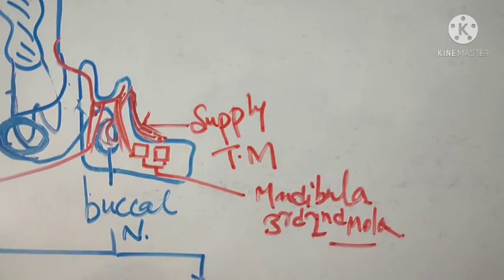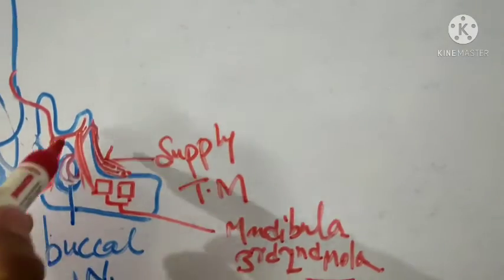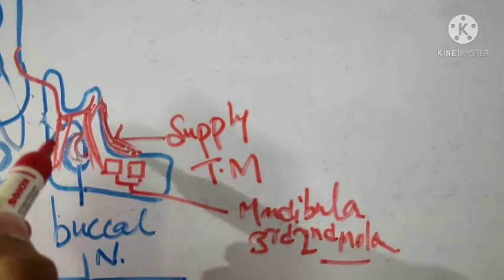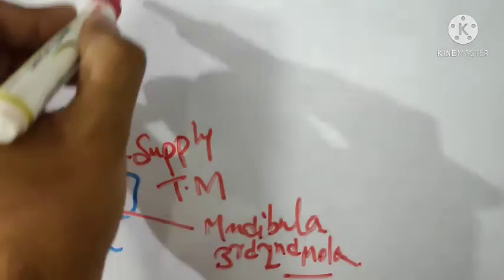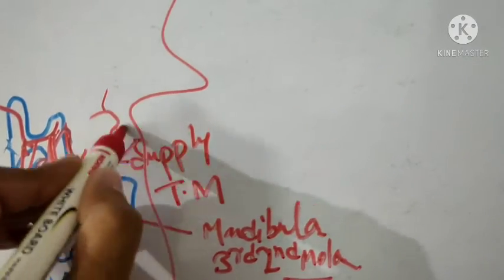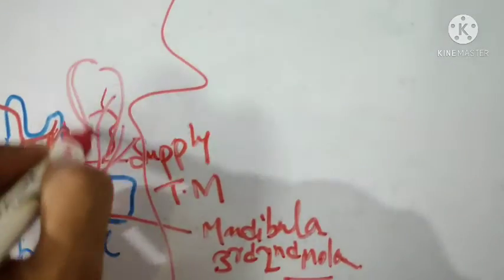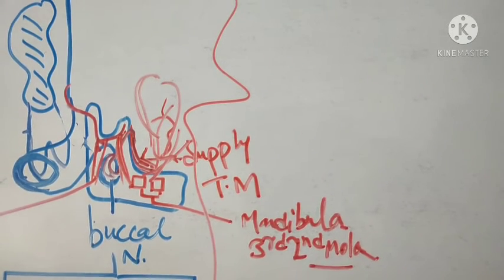Mandibular third and second molar. Also, it crosses the front of the ramus of the mandible and enters the cheek area. It will enter into the cheek area, entering into the buccinator.